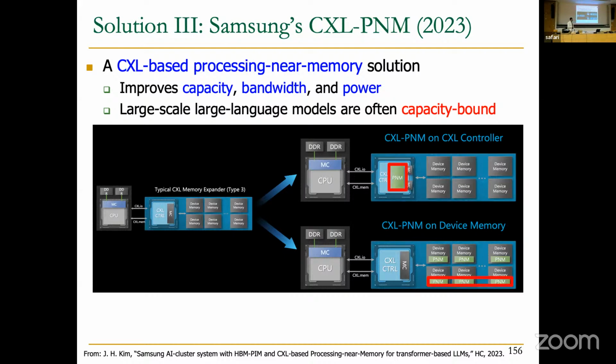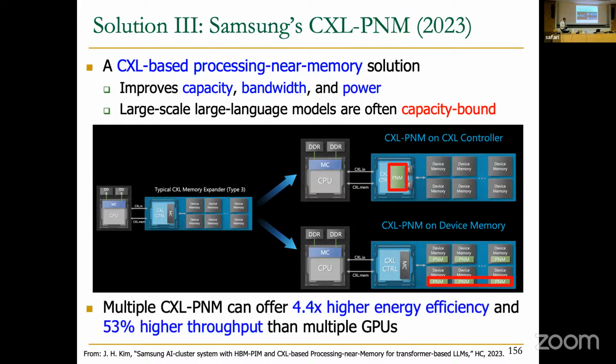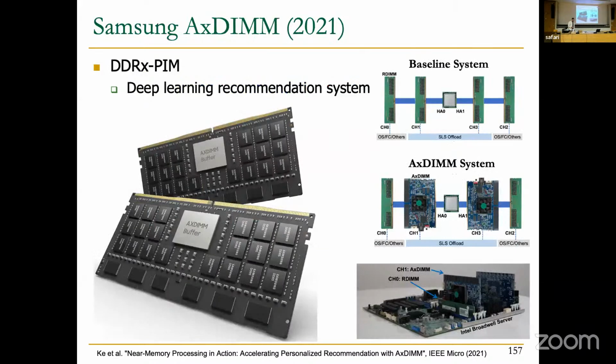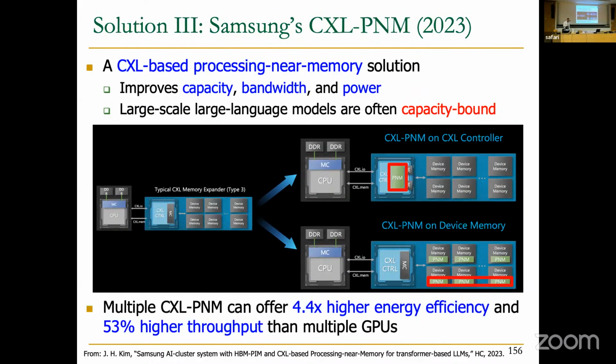So they have these two solutions, and this is particularly interesting for training of these generative AI type of models, because training is quite a capacity-bound problem for larger language models. And again, they show that this type of system, by having the simple PIM units inside the CXL memory expander, can provide 4.5 times higher energy efficiency and 53 times higher throughput than having multiple GPUs. So yeah, you're going to see this more and more in the market moving forward.